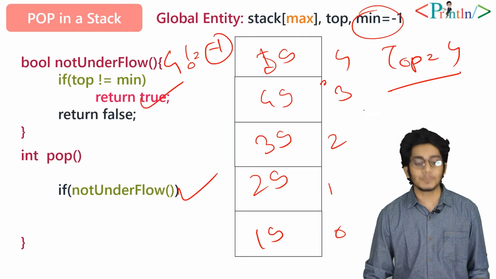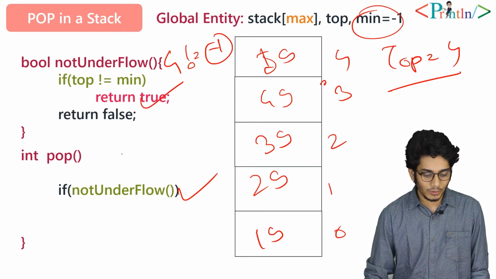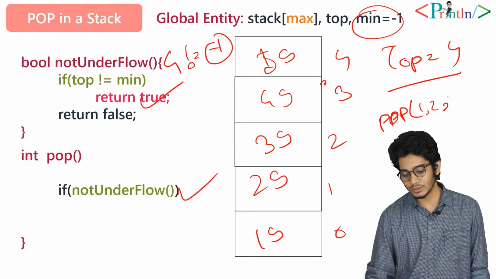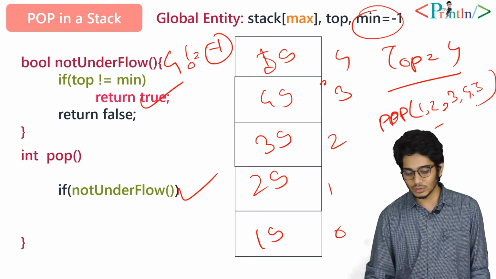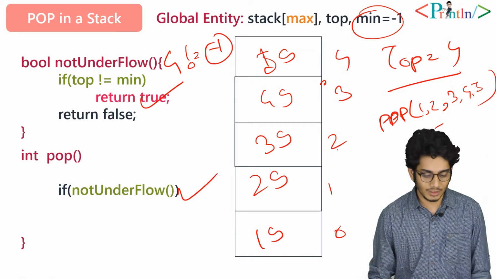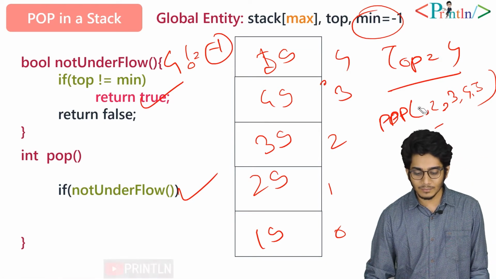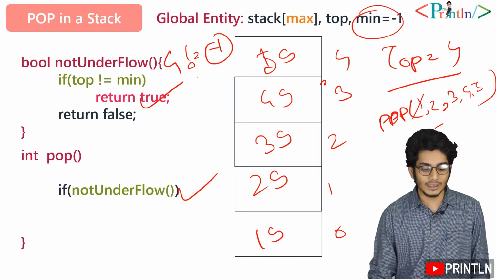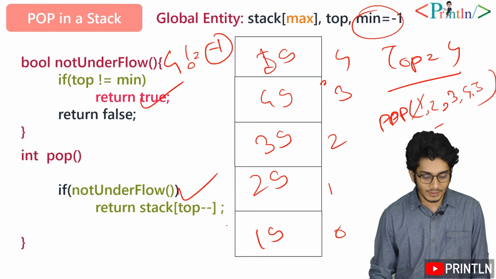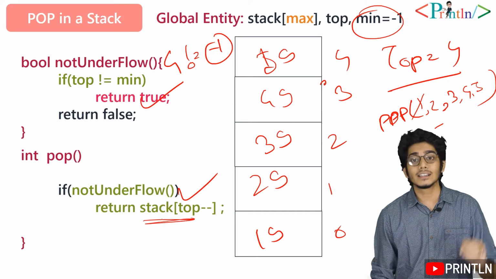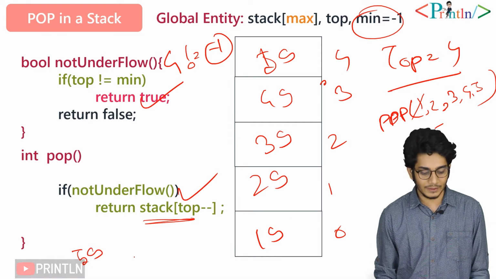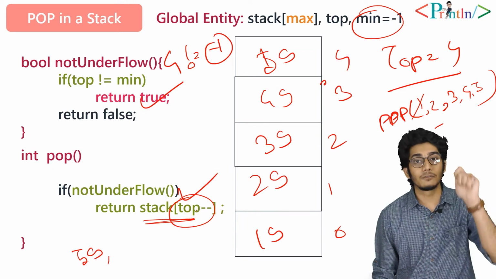So how many times will we call this pop function? 5 times. So let's say that pop 1, 2, 3, 4, 5. So we have called the pop function 5 times. At the first time, what value will we pop? It will check that 4 is not equals to -1. Then we'll just return the value we have at the top, that is 59. It will return 59 and it will decrement the value of the top.